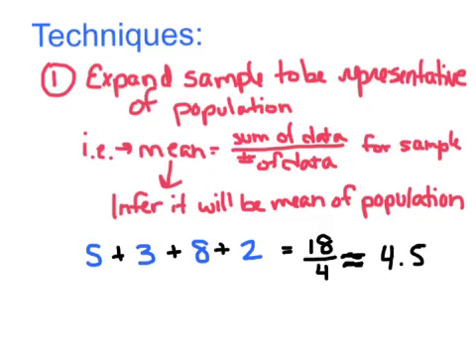Okay, so just an example of that. So the average of my data set, which is when I add them up, divide by the number that there are for the sample set, will also be that of my population.